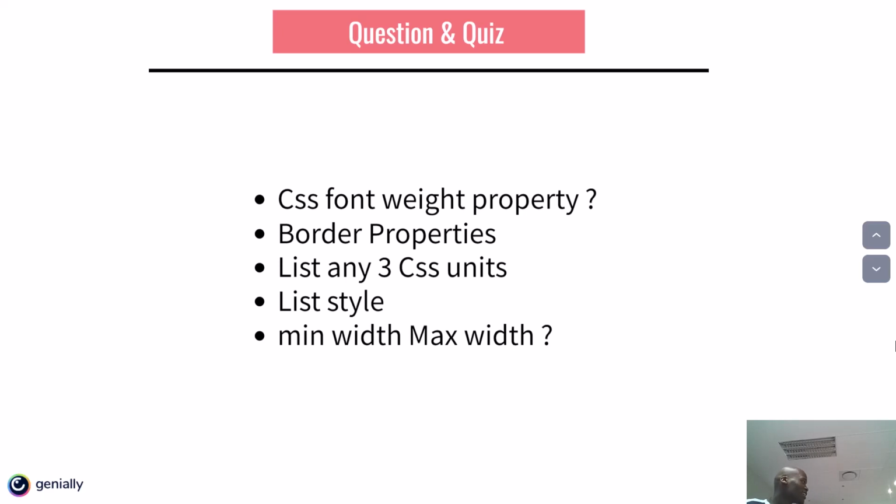Sure. So who can tell me about the border properties, or list any three border properties that you know? Because border is a shorthand property. There's a lot of properties that fall under the border property. Okay? Just one, not three. Just give me one. Okay, sure. You said border style, border color.